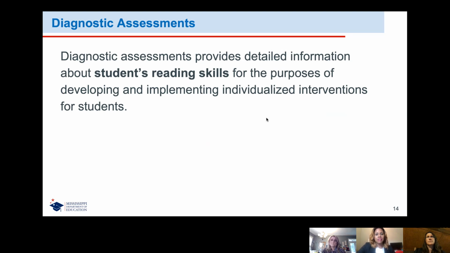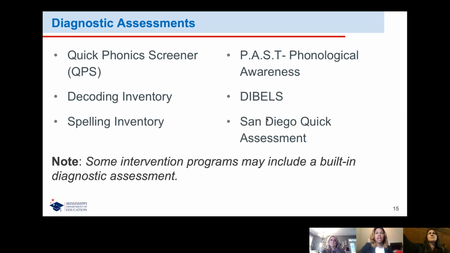So, diagnostic assessment. A diagnostic assessment provides detailed information about students' reading skills for the purpose of developing and implementing individualized interventions for our students. Some diagnostic assessments may include those we have listed here on the following slide.